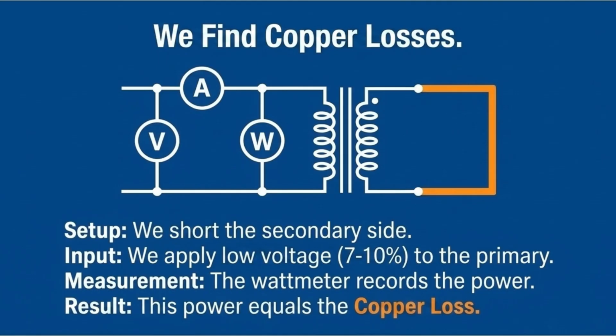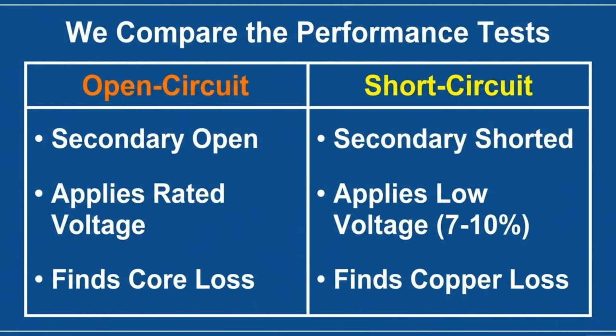Short the secondary side and apply a low voltage, typically 7 to 10% of the rated value, to the primary. In summary, the open circuit test uses rated voltage to find core loss, while the short circuit test uses low voltage with the shorted secondary to find copper loss.